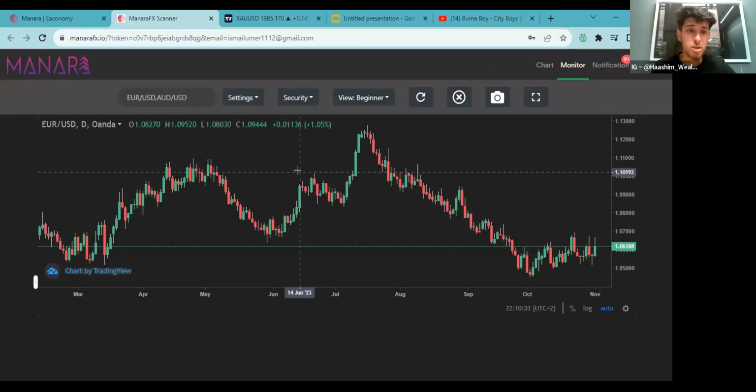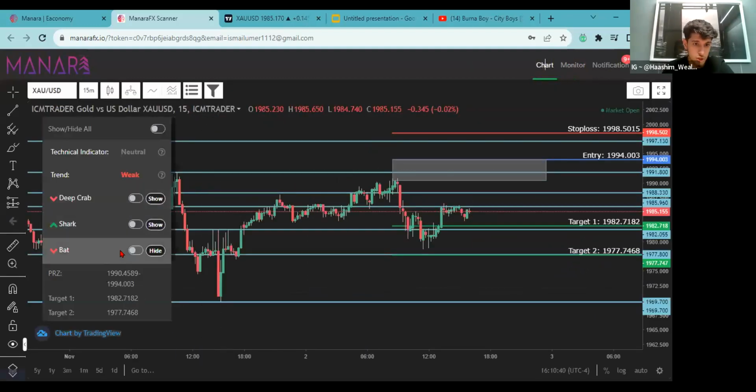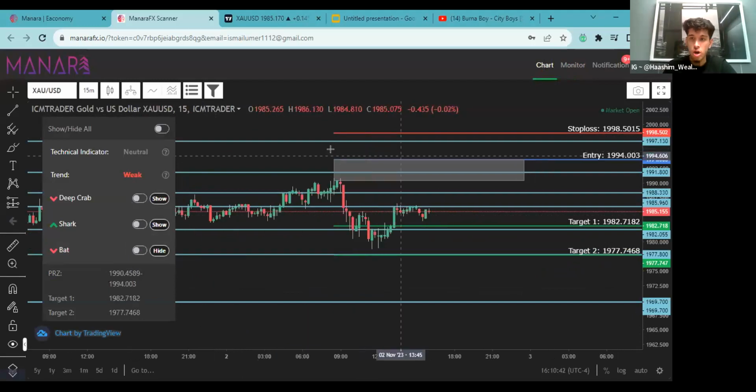Now, I'm going to be honest with you lot. Something's playing up with Manara, so I'm going to message live chat today as well to talk about this. But you would get trade ideas here. So let me go over what a trade idea would look like. I'm just going to use this as an example. But we got our entry point.